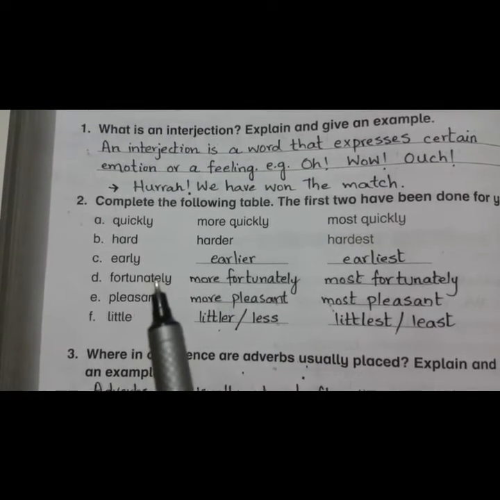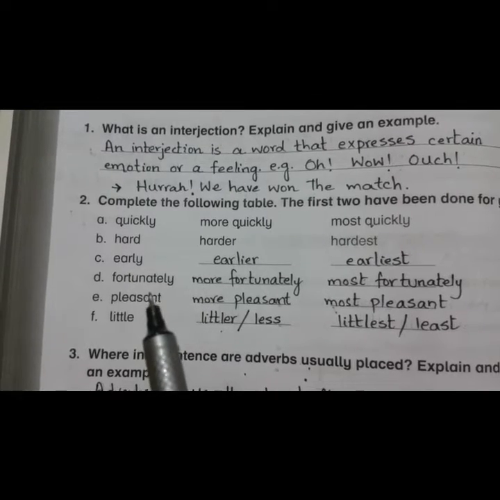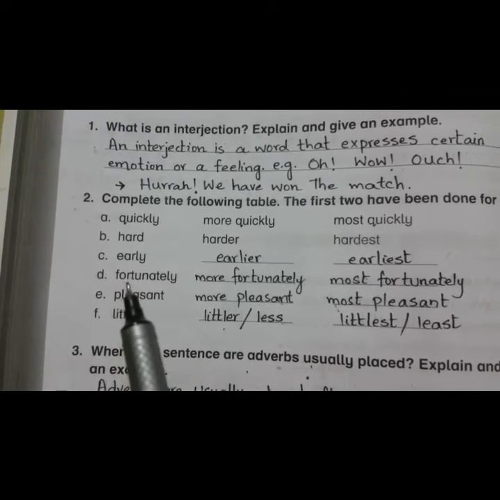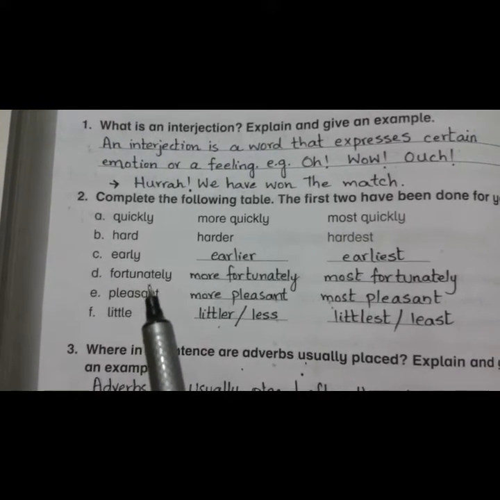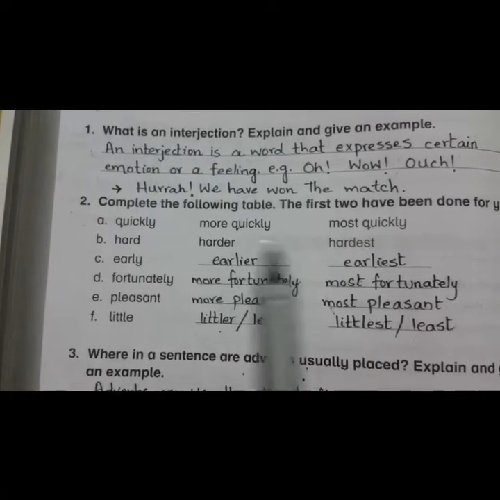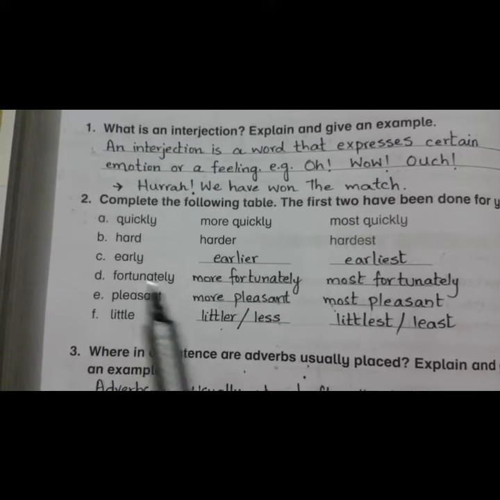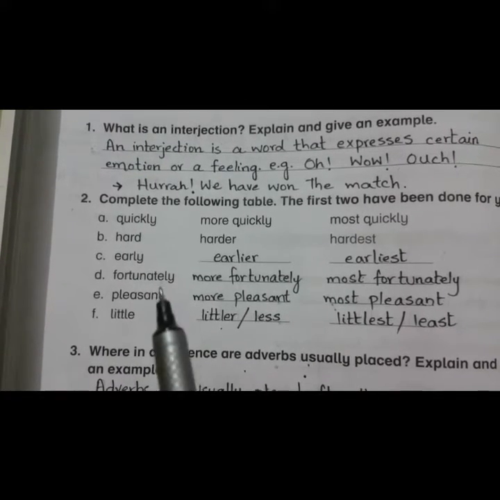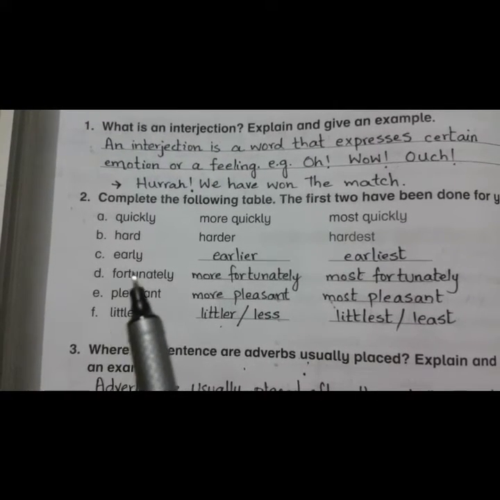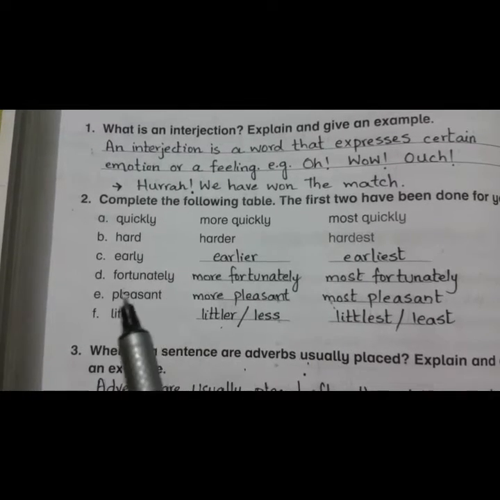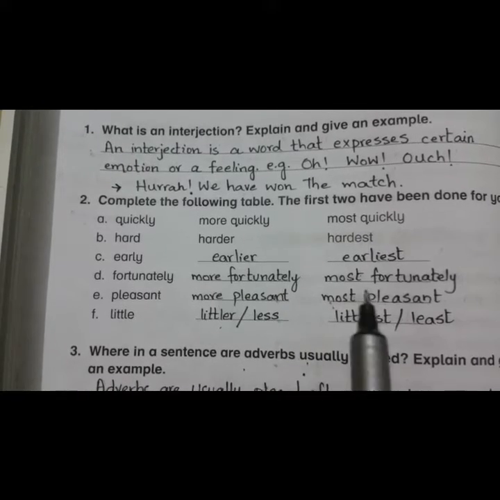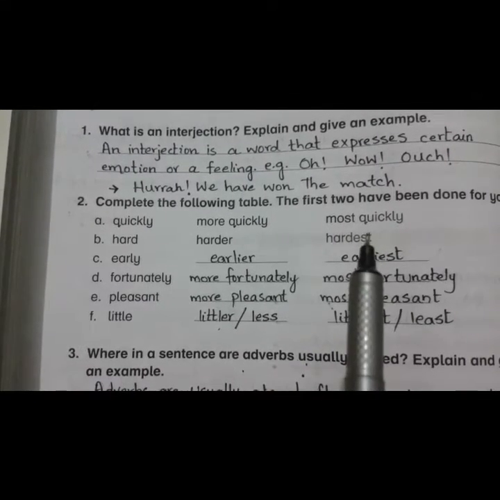The next one is fortunately, which can be used as an adverb or as an adjective. So remember, all those adverbs and adjectives that have more than three syllables, we will always use more and most in their comparative and superlative degrees, like difficult, beautiful, more difficult, most difficult, more beautiful, most beautiful. So we have fortunately here, that has 4 different syllables, so we will change it into more fortunately as its comparative degree, and most fortunately as its superlative degree.